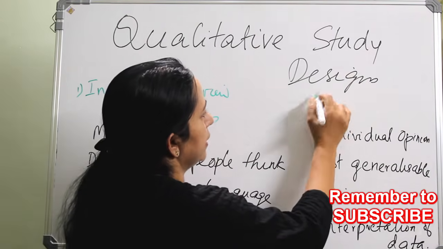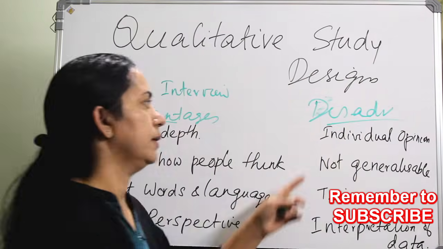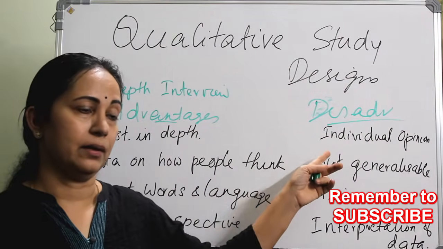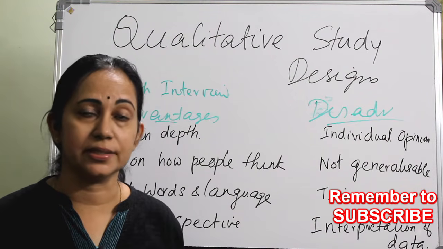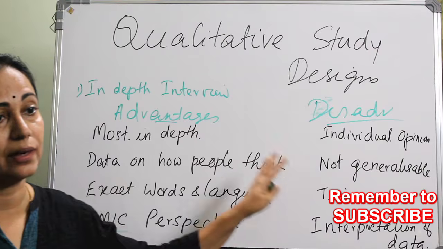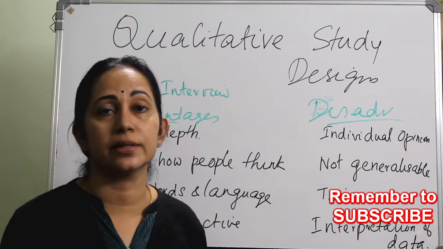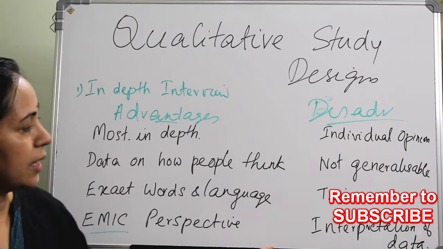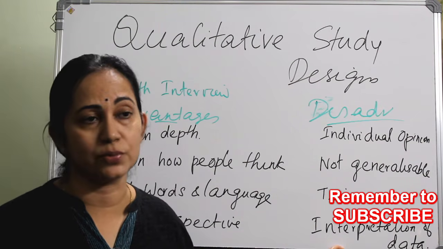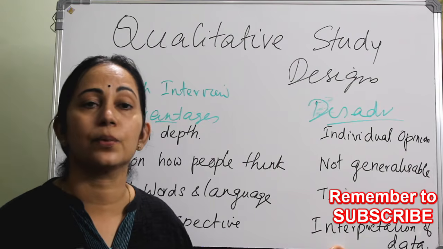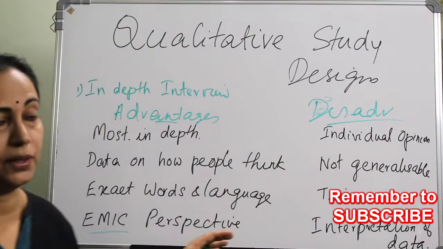But the disadvantages, what are they? This is only an individual opinion. It may not be true in the case of the whole population. So external validity or generalizability is not there in the case of in-depth interview, and it is very much time consuming. We have to go at least for 45 to 60 minutes, and also interpretation of data. I already told that this is subjective. So interpretation of the data depends upon the investigator. So chance of bias is high in case of in-depth interview.